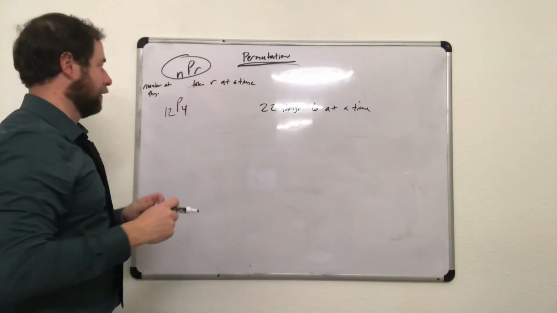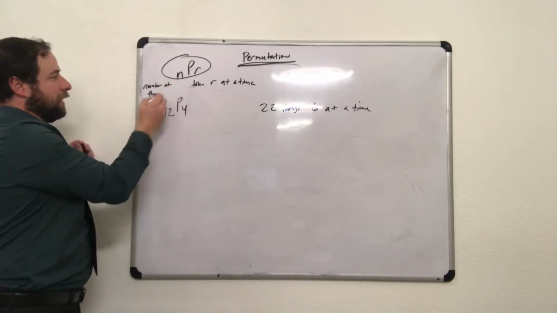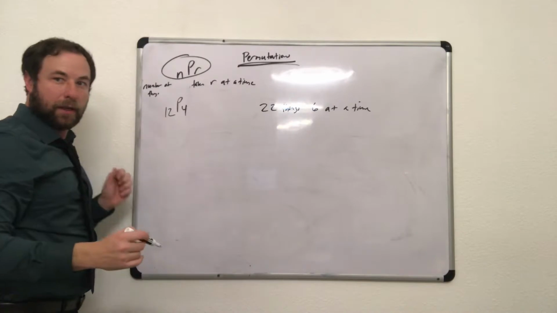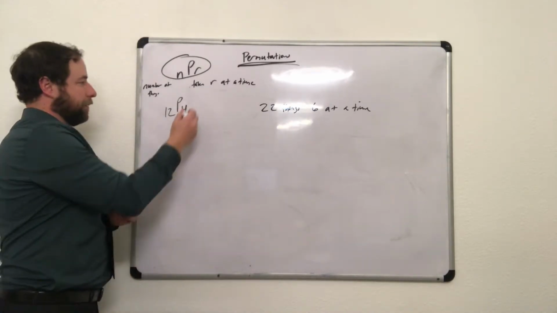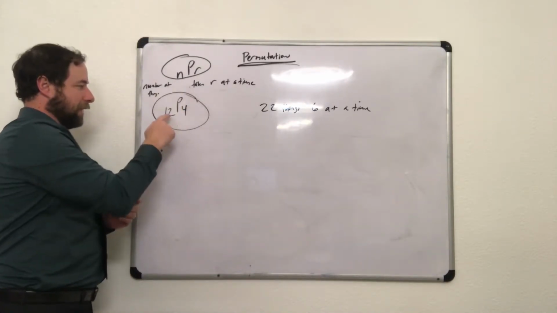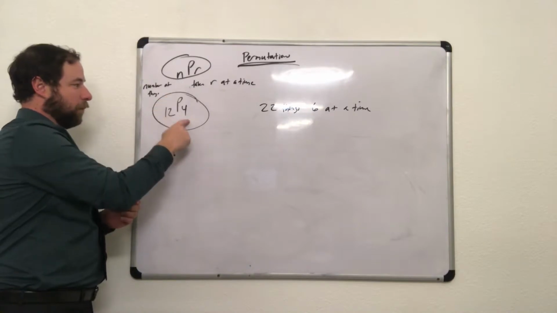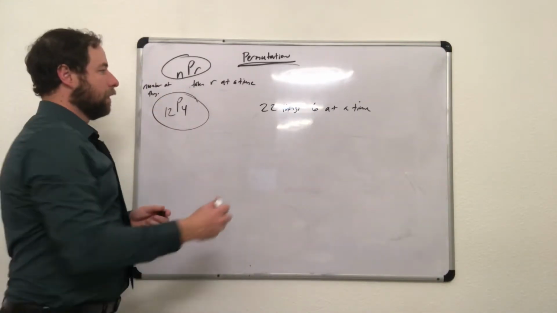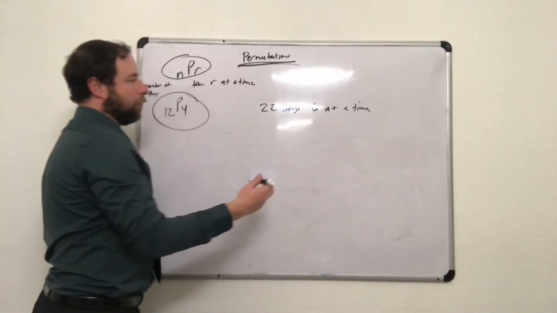Two different buttons on your calculator. The N stands for number of things. The R stands for take an R at a time. And some of these problems are going to be like this, where they simply give you a problem and it says 12P4. All you got to do is enter that in your calculator. Super simple. Other ones are going to give you a word problem.